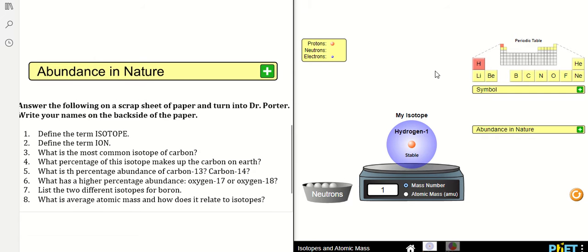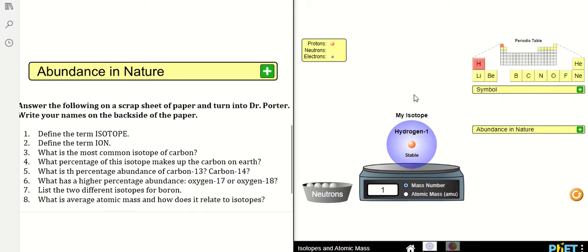All right, so first question. Define the term isotope. Same number of protons, different number of neutrons. Therefore, a different mass number, even though we're talking about the same atom. All right, skip down to number 3.